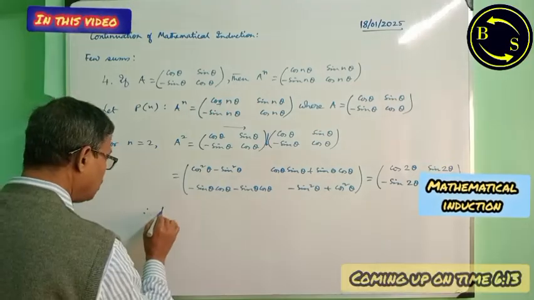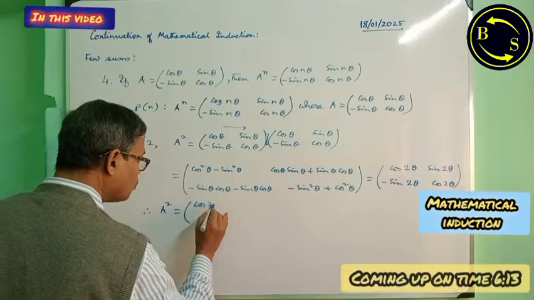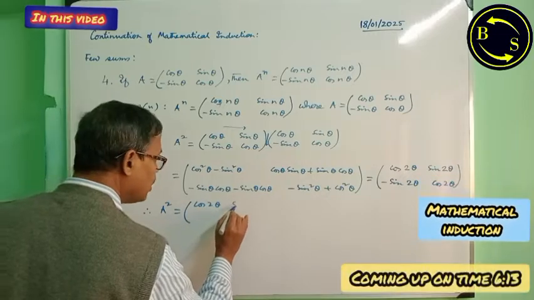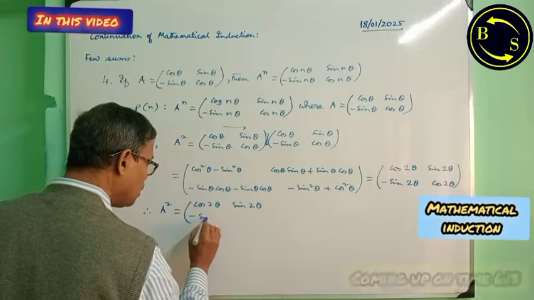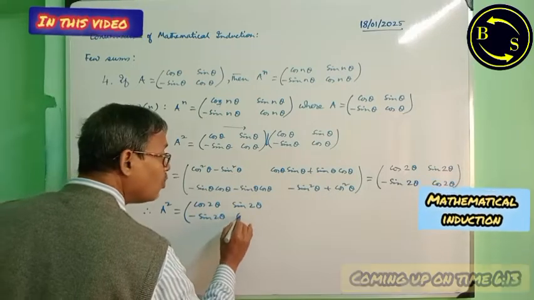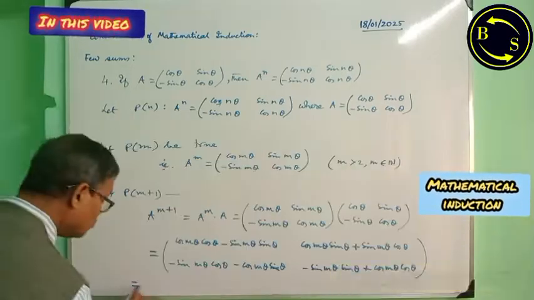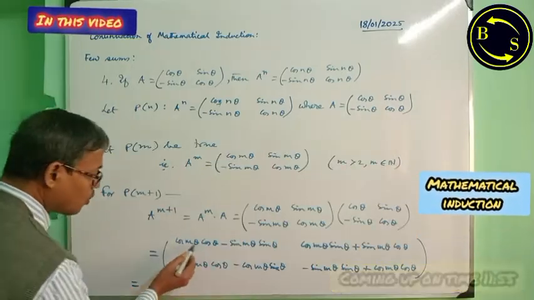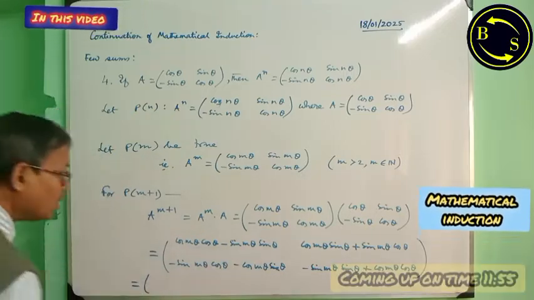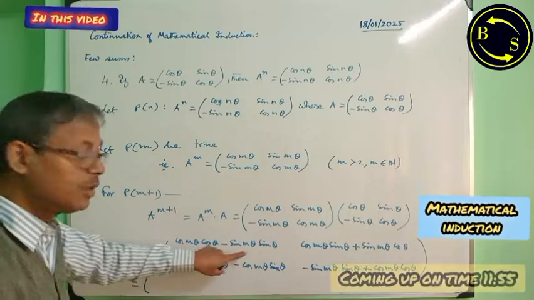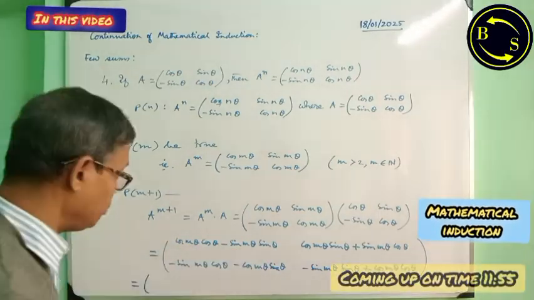Therefore, A squared equals cos 2 theta, sin 2 theta, minus sin 2 theta, cos 2 theta. Now this is of the form cos A cos B minus sin A sin B. Cos A cos B minus sin A sin B, that means cos of A plus B.